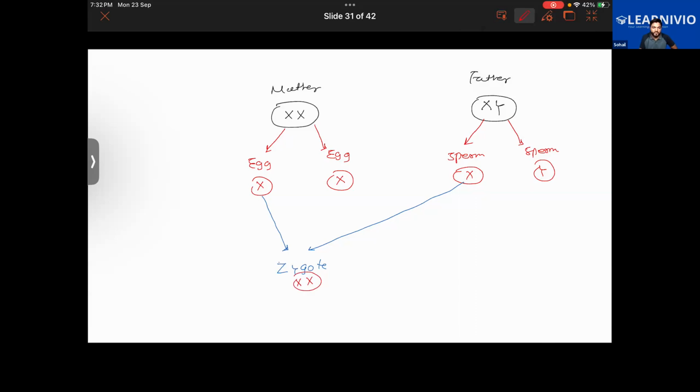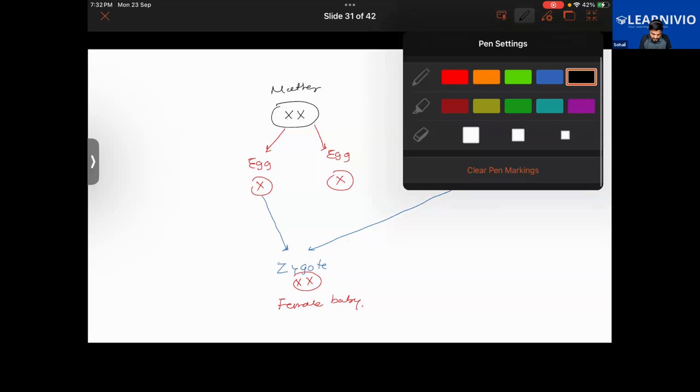So when the zygote has XX chromosomes, is it going to be a female or male? Female, of course. So in that manner, a female baby is going to be born. Understood this, guys?